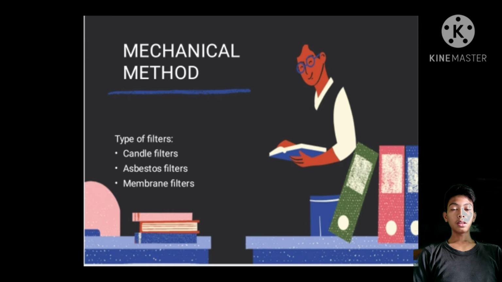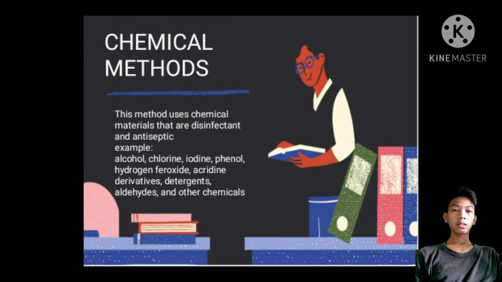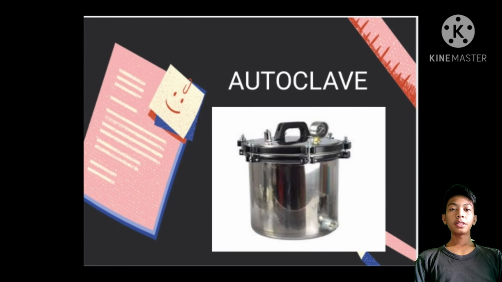Next, mechanical method. In this method, we use a micron filter. Types of filter are candle filter, asbestos filter, and membrane filter. Chemical method. This method uses chemical materials that are disinfectants and antiseptics. Examples: alcohol, chlorine, iodine, phenol, hydrogen peroxide, acridine derivatives, detergents, aldehydes, and other chemicals. In this presentation, I will use the dry heat method.